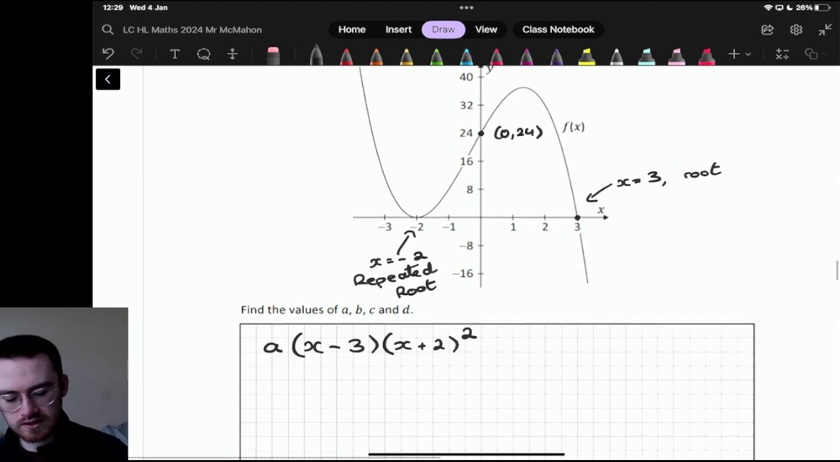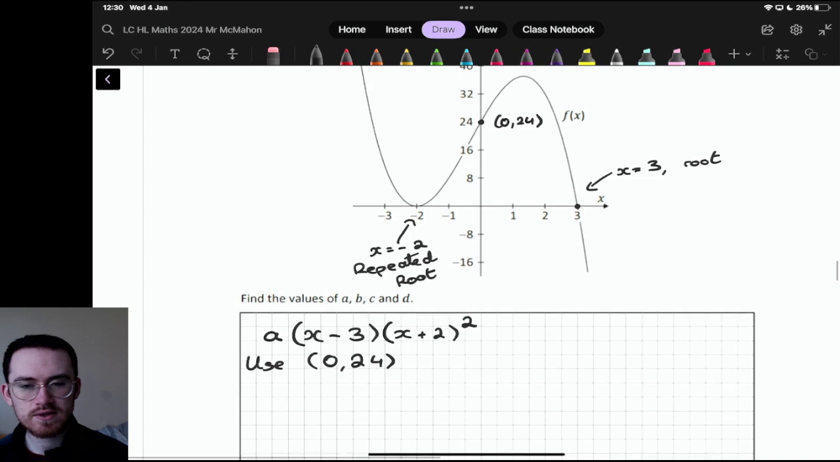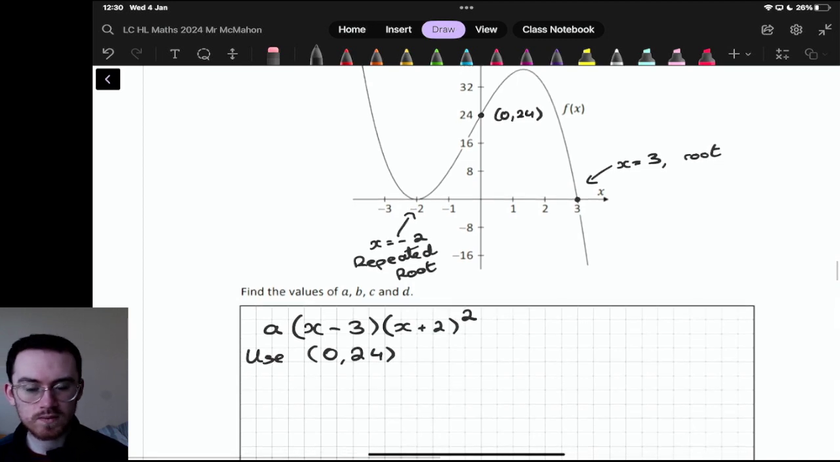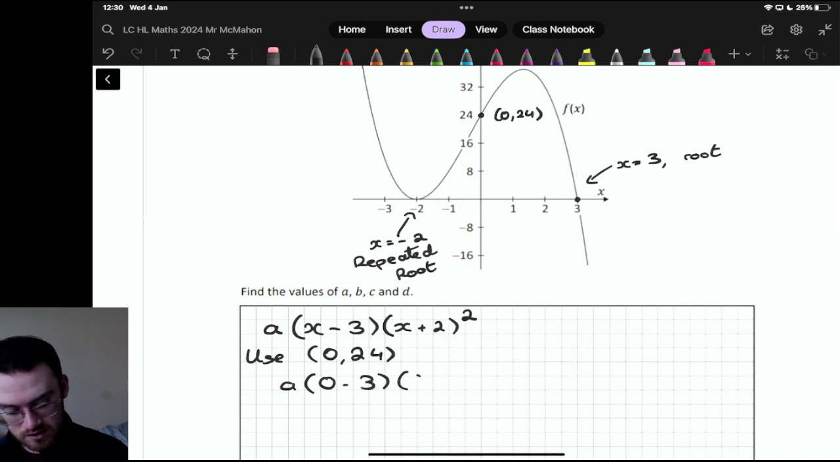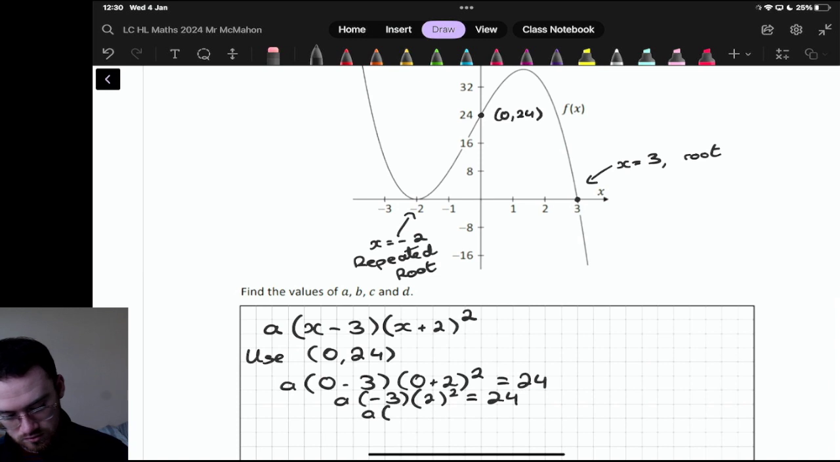Okay, at this point we're going to use the point that we know is on the graph, which is (0, 24). And what that means is if I sub in x equals 0, my y should be 24. So let's do that. That should be equal to 24. So a by minus 3 by 2 squared should be 24. So minus 3 by 4. So we have minus 12a is 24, which means that this a is minus 2.